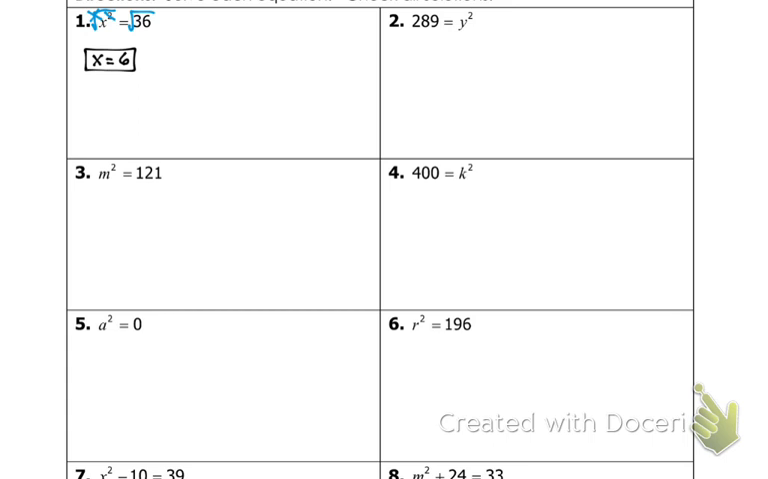I want you to quickly do 2, 3, and 4. And then we can get to 5. We'll do the remaining one. Number 2, we should have realized that we were taking the square root of both sides. And you should have come up with 17 equals y.